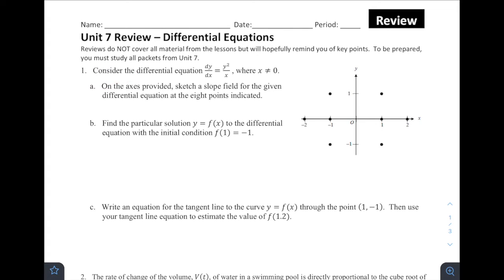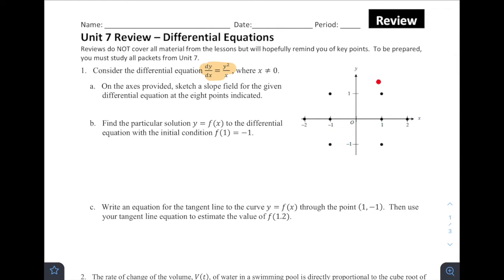Number 1, consider the differential equation dy/dx is equal to y squared over x, where x is not equal to 0. On the axes provided, sketch a slope field for the given differential equation at the 8 points indicated. All right, common AP exam style problem where they ask you to sketch a slope field. We see the 8 points that are listed here. Conveniently, they did not give us any of the ones on the y-axis because those are places where x would be equal to 0, and we see that the slope would be undefined at those points.